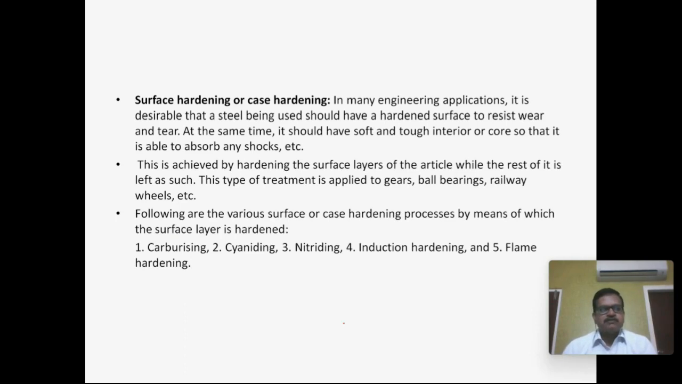Next, surface hardening or case hardening. Some of the members require a hardened surface, but the interior need not be that hard. The examples are shafts. In the shaft, you should have the exterior surface hardened, and therefore for such requirements we will go for surface hardening. This hardened surface is going to resist the wear and tear. That means wear as well as tear, that means the appearance of cracks.